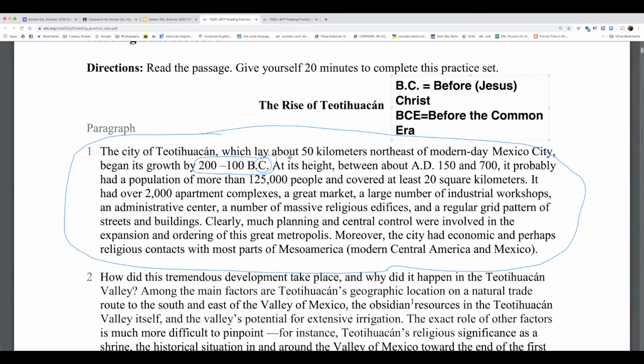Okay, so in this case, 200 to 100 BC. Now, how many years ago do you think that is? Sonny mentioned this is the year 2020. So what do you think? 400. Yeah, so it's a long time ago. And no, I was not born. I was not alive during that time. So in this case, BC basically means before we think of the year zero, right?